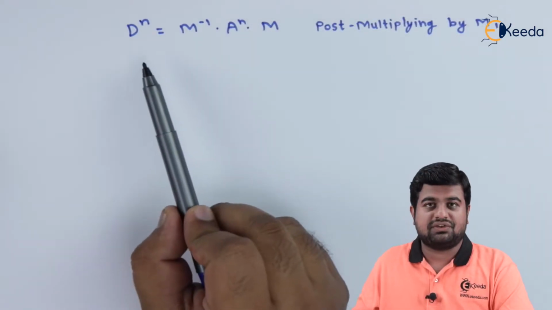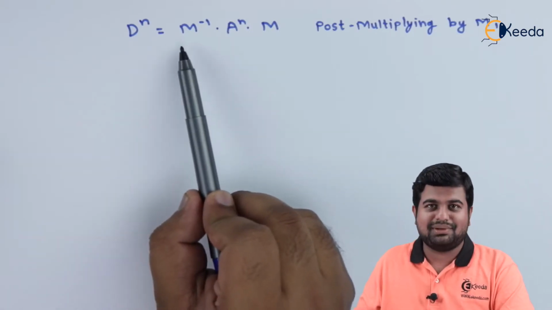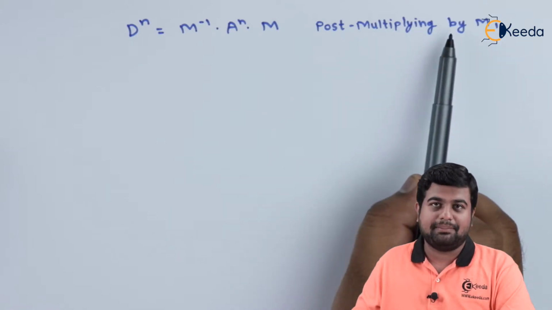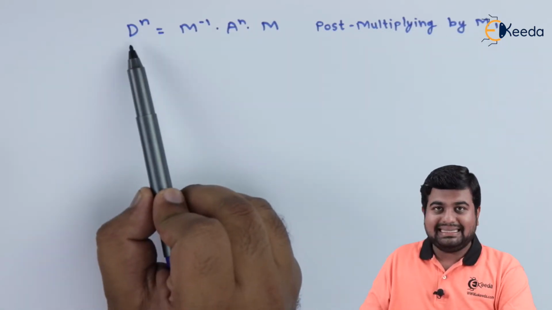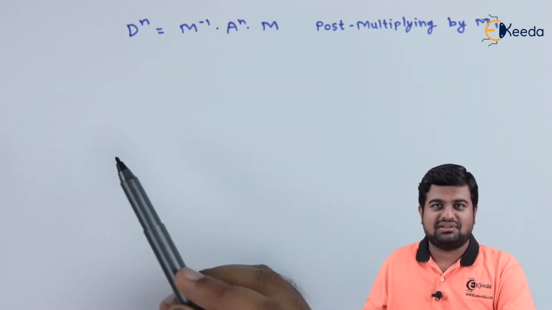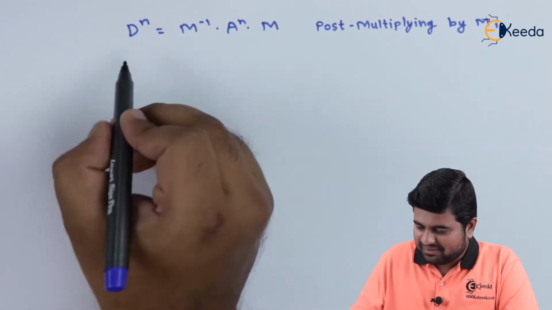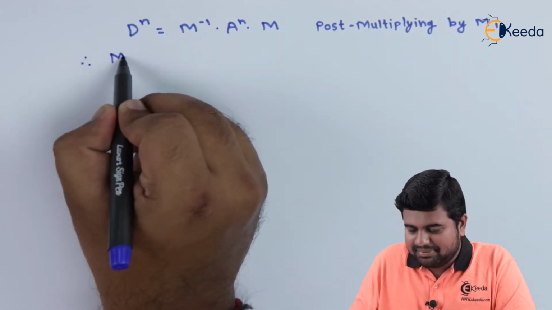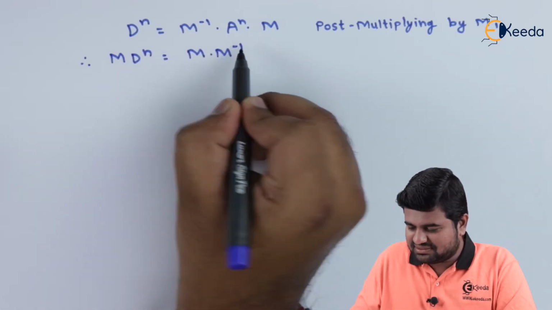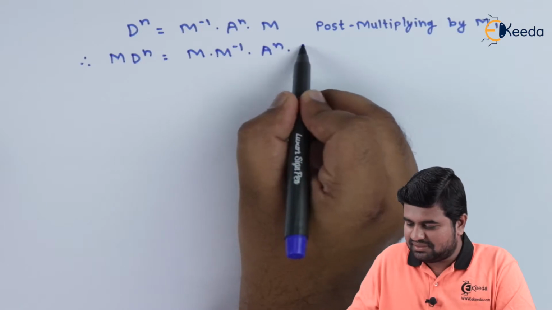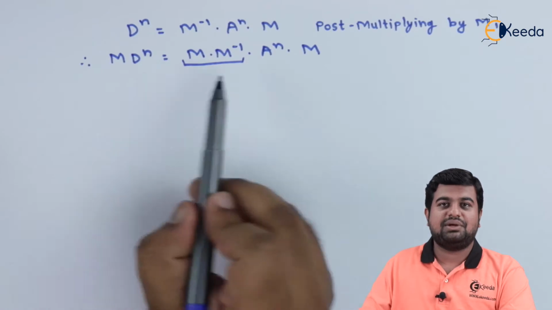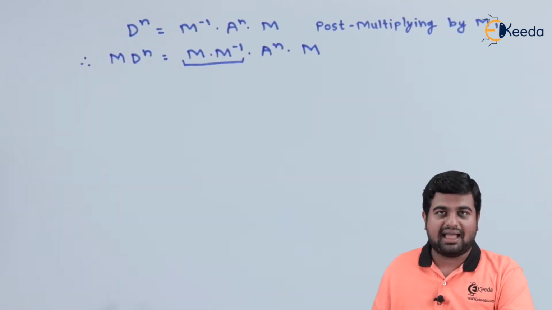So in this particular equation which we have derived, D raised to n is equal to M inverse into A raised to n into M. So now I am going to pre-multiply by M. Now we have got D in terms of A. Now I want A raised to n in terms of D raised to n. So I am going to perform this step. Therefore M into D raised to n is equal to M into M inverse into A raised to n into M. Now in this particular case, M into M inverse is going to be an I, identity matrix.